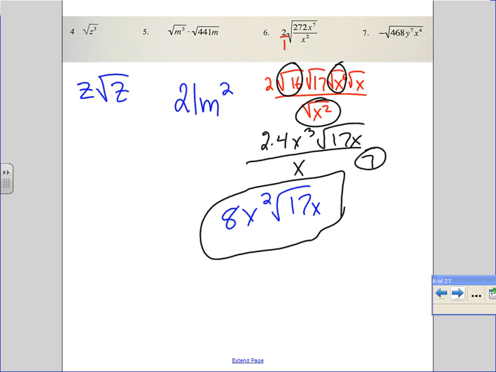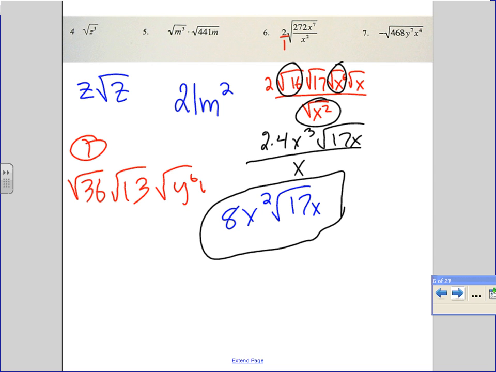All right, listen. Number 7, let me write this over here. So here's an example when sometimes finding the largest perfect square, you may think you're done, like me, but you're not. You need to change it to 36 times 13, and then the y to the 7th can be y to the 6th, y. X to the 4th is just going to be x to the 4th. The negative in front just stays there.